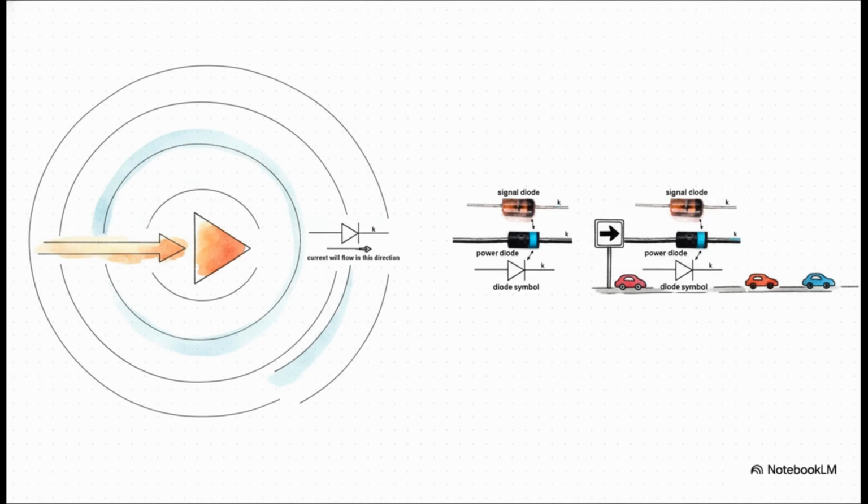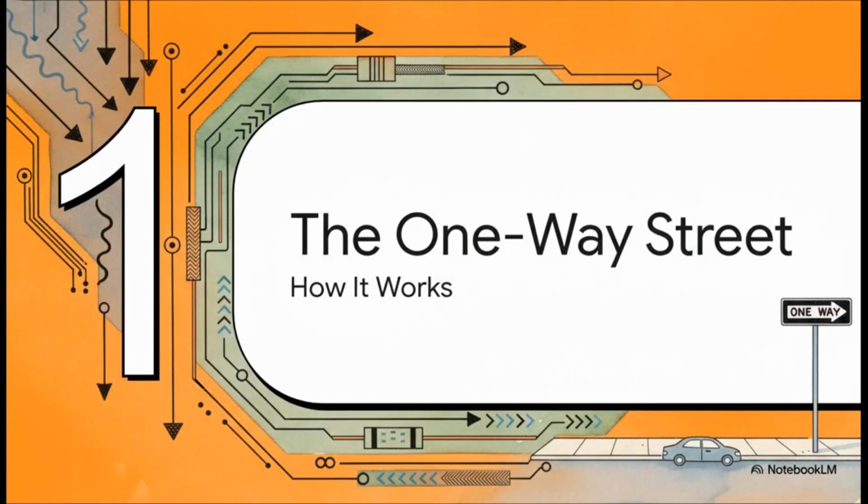On the left, that's the circuit symbol for a diode. That big triangle is basically an arrow, and it's pointing in the only direction that current is allowed to travel. And on the right, that's what they look like in the real world. See that little stripe on the body? That line corresponds to the flat bar in the symbol, marking the exit of our one-way street. All right, so let's actually see this one-way street in action.